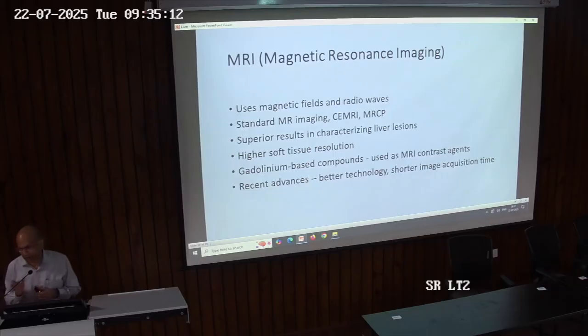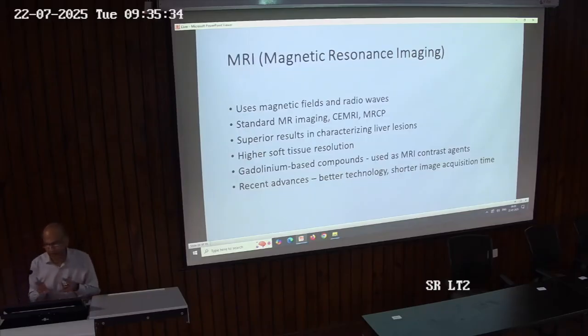Anyone who's undergone an MRI? The image acquisition takes a long time. You have to be in the gantry for nearly half an hour, 25 minutes. So people who are claustrophobic, who have metallic implants, they cannot undergo MRI. See, why we have so many things is because each one has pros and cons. So that is why you need to know this and decide what is best for your patient.